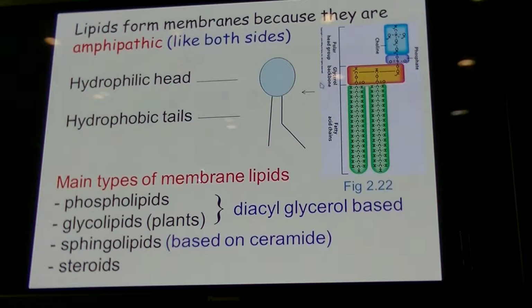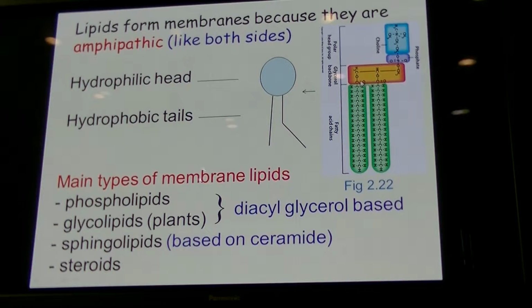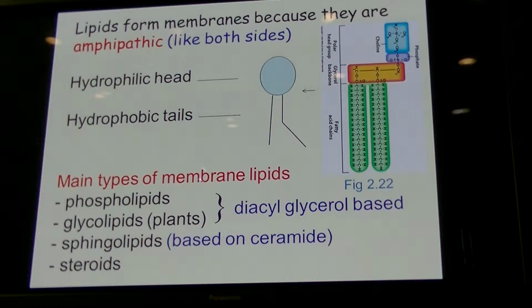Alright, so what is the structure? We have 2 fatty acids attached to a glycerol. Here in orange, we have glycerol. And on glycerol there are 3 hydroxyl groups. To the hydroxyl groups we can esterify acids. So remember, an ester is a bond between an alcohol, a hydroxyl group, and an acid.